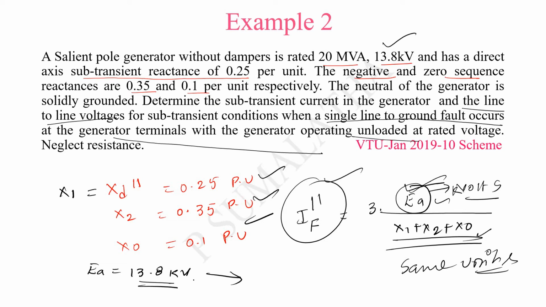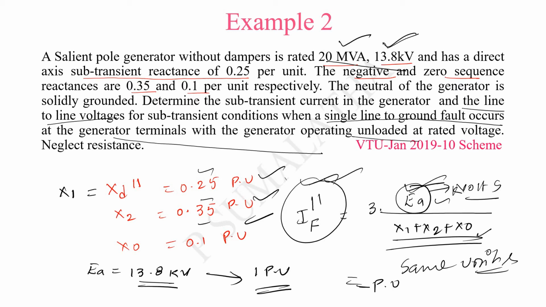Whatever the rated voltage, in per unit we will assume the rated voltage is equal to 1 per unit. So directly this Ea value can be replaced by 1. Then directly you can add all these values in per unit. In one step you will get the fault current If in per unit. If you want to convert this into amperes, then find the base current from these two values. By using the formula I is equal to MVA base by root 3 times kV base, you will get the base current. Then you can find the actual value, which is the per unit value times the base value.